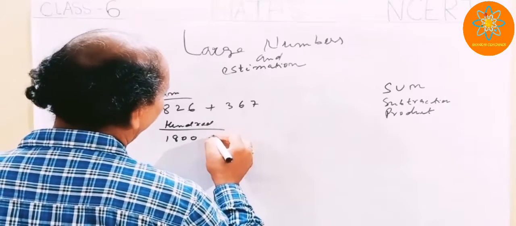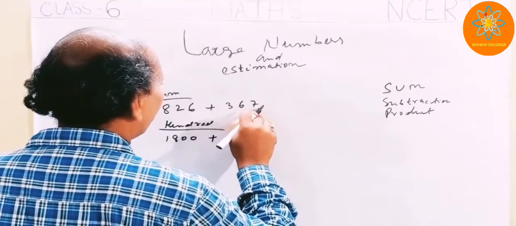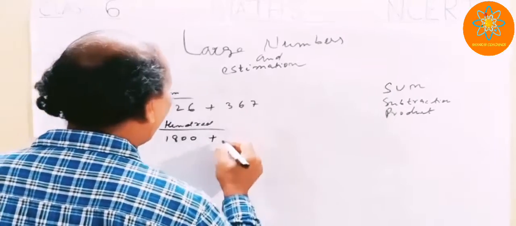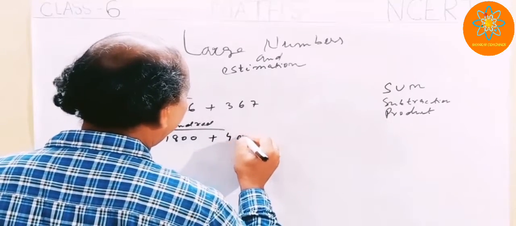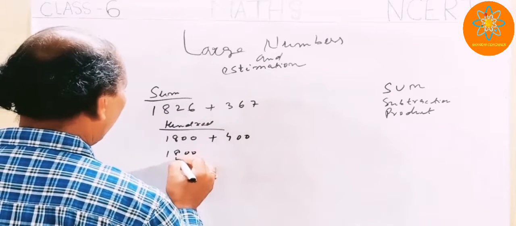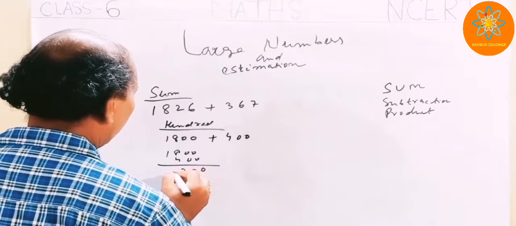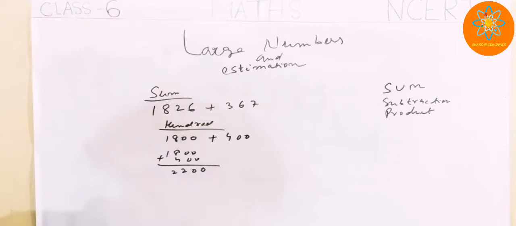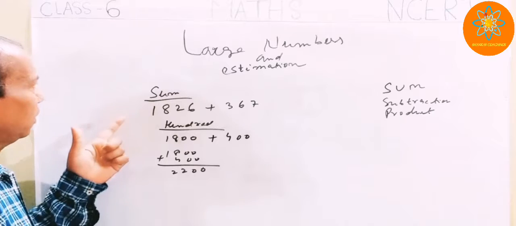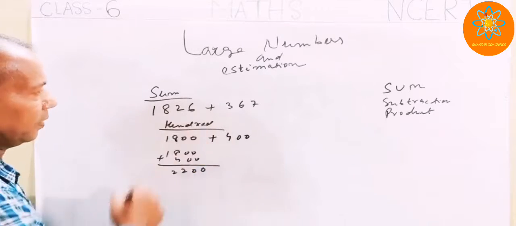Now I want to add to the 100 here, it is 3. So this is your ones, tens and hundreds. The previous one is 6, so I will take this as 400. So the sum case will be how much? 1800 plus 400, so it will be 2200. So here is the use of the estimation in the case of sum, rounding to hundreds.